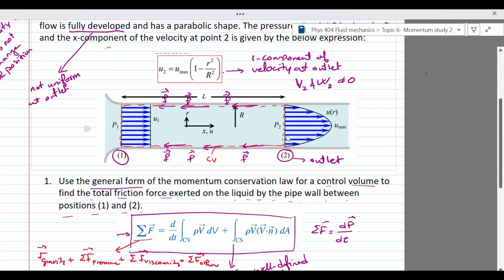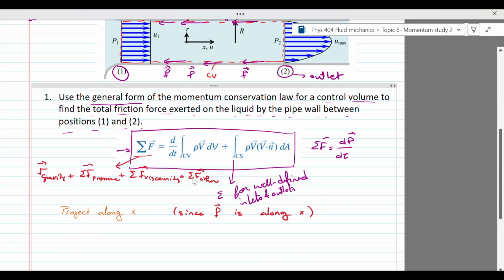I'm not told that there was some pushing force exerted in this region, so I will not have any of these forces. My gravity force is also not along the x direction, so I can cancel this out because it does not have an x component, and I am essentially projecting along the x direction. This leaves me with the pressure forces and the viscosity.